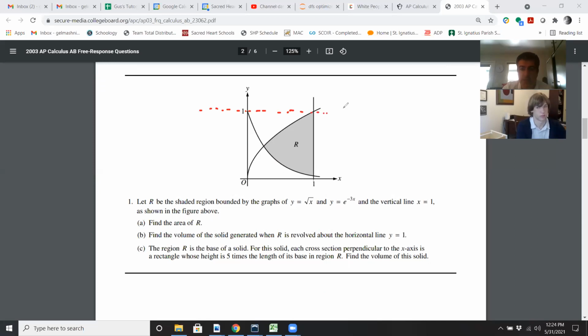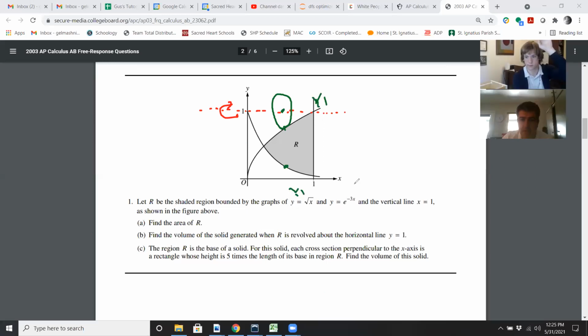This is totally a washer method because if you look at my axis of rotation, look at my region, it's not flush with the axis of rotation. So there's going to be a gap or a void. So my center is going to be on y equals 1, right? Because I'm revolving around it. The inner rim is going to be from y1 here, or y1 was this, and y2 is going to be the outer rim.